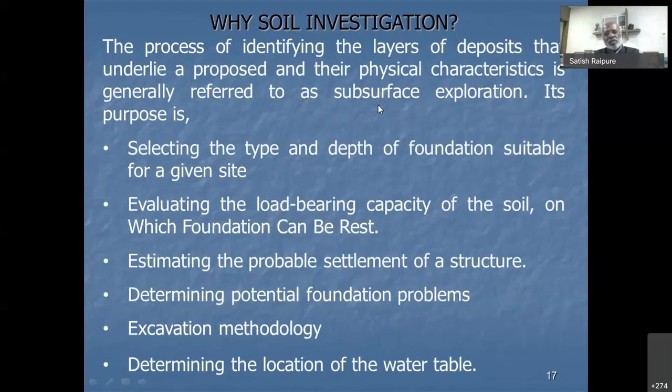Estimating the probable settlement of a structure. Determining potential foundation problems. We can also fix up the design methodology. And it also gives us the location of the water table. All these things help us while designing the foundation as well as starting the construction.